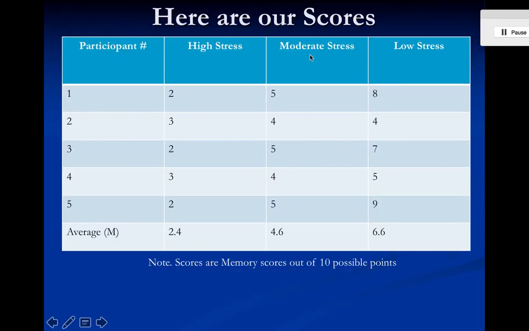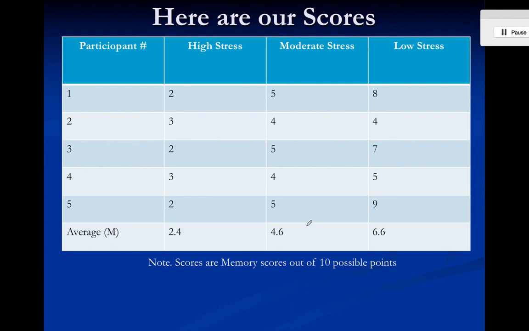Okay, so here are our scores for our particular example. We were talking about the effects of anxiety on exam performance or on memory score, whatever the case may be, and here are our scores. Group 1, which is my high stress group, has scores of 2, 3, 2, 3, 2, and an average of 2.4 for them.